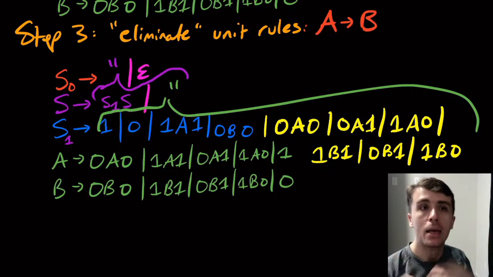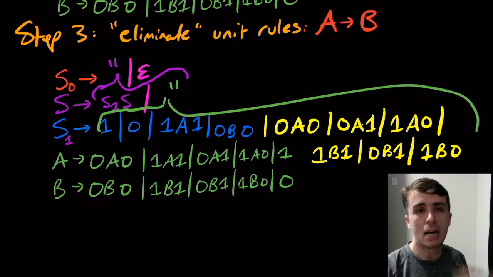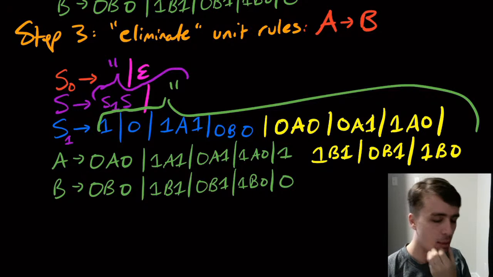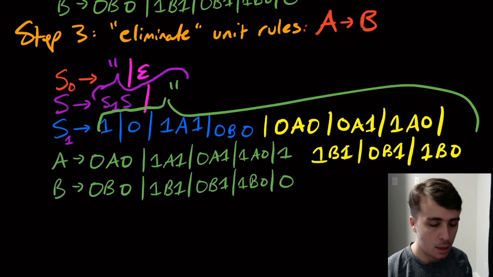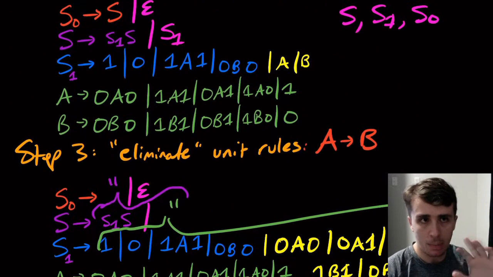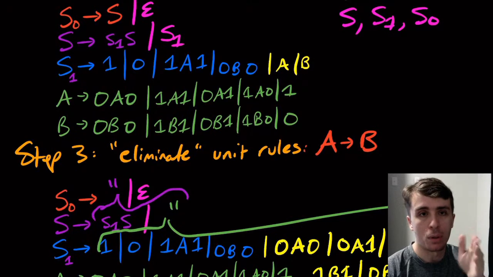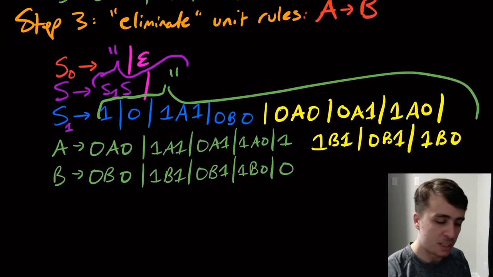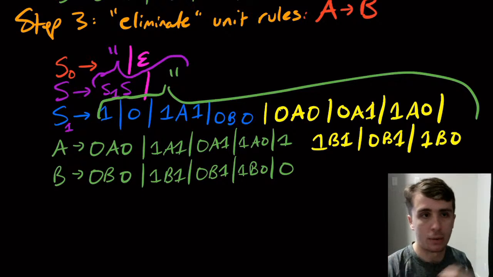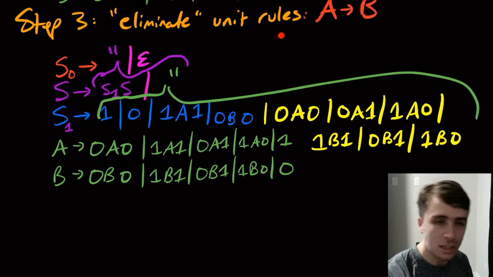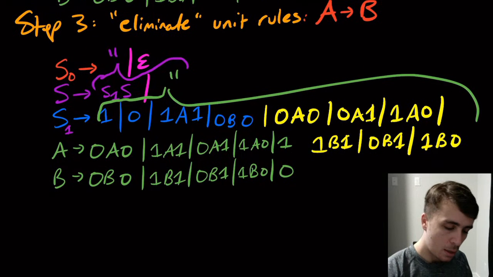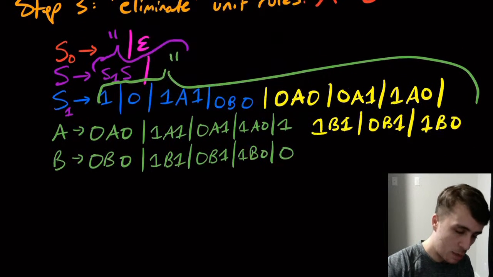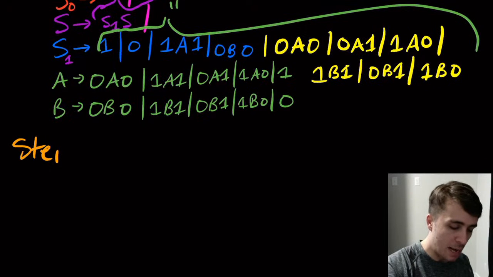Okay, again, these steps 2 and 3 are usually the hardest steps, but it really is just copying and pasting rules around. You're not doing anything new. Actually, for step 2, you've got to do a little bit more to look at when a variable can make epsilon or not. But step 3 is just copying and pasting rules around, and then deleting the unit rules because we can't have those.